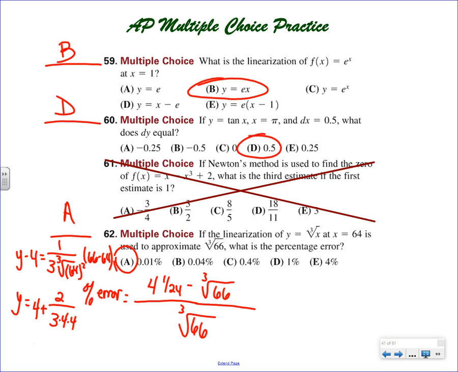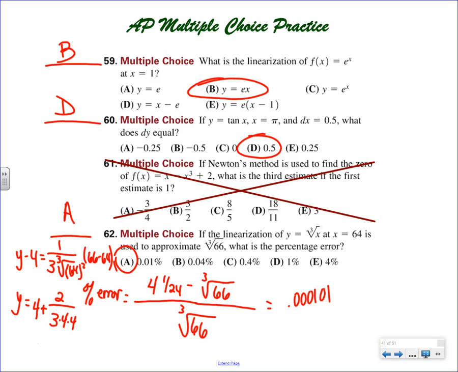Wait, was it wrong or was it right? I think you did 4 times 1/24. No, it's 4 and 1/24, so like 4 plus 1/24. Oh, that would be it, because you would have done 1/6.